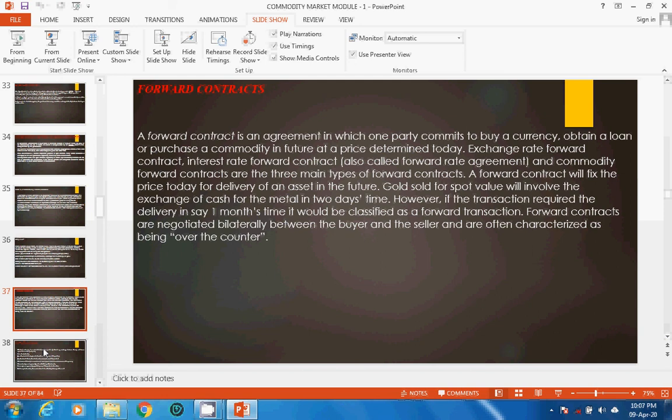A forward contract will fix the price today for delivery of an asset at a future date. Gold sold for spot value will involve exchange of cash for the metal in 2 days' time. However, if the transaction requires delivery in, say, 1 month's time, it would be classified as a forward transaction. Forward contracts are negotiated bilaterally between the buyers and sellers and are often characterized as being over the counter.